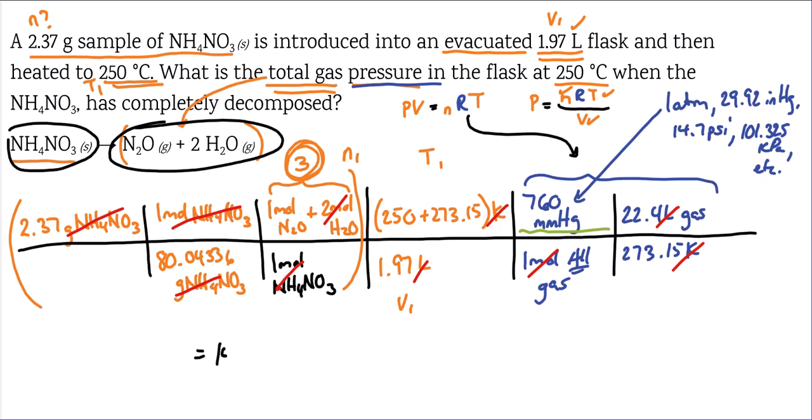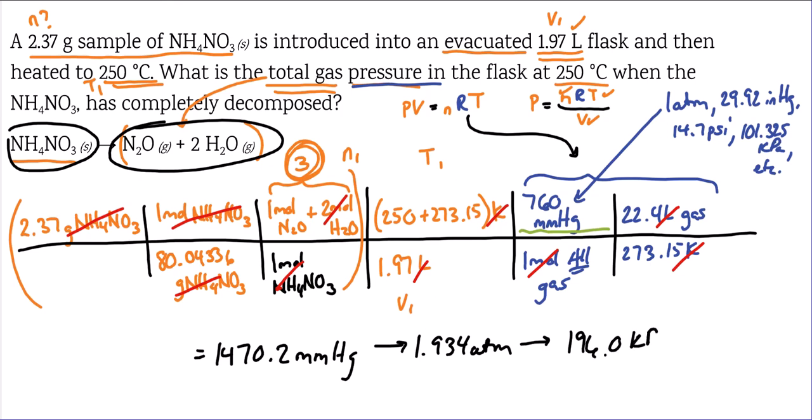When I solve, I get 1,470.2 millimeters of mercury, or 1.934 atmospheres, or perhaps 196.0 kilopascals, or if we'd prefer psi, 28.44 pounds per square inch.